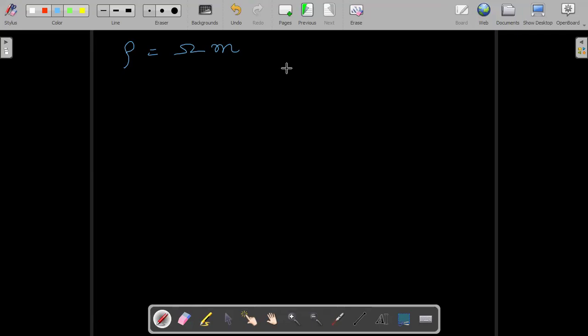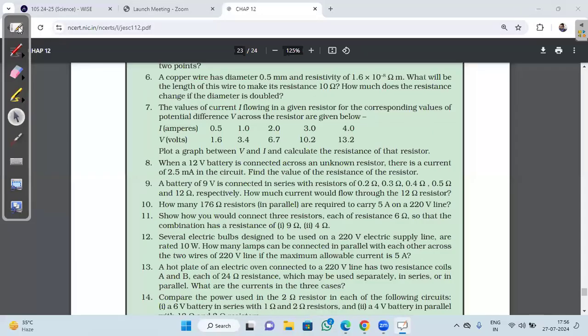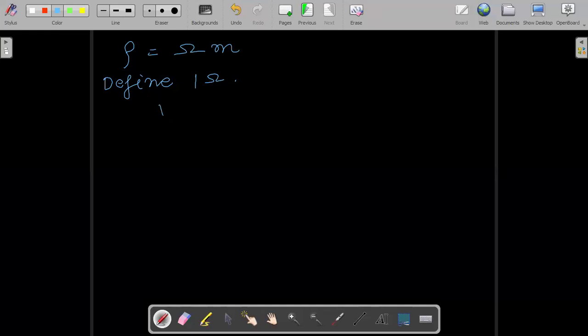Let us try to define. Now we need to define 1 ohm, and we'll also define what is resistivity. So let us first start defining what is 1 ohm. So our question is: define 1 ohm. This definition of 1 ohm, we are going to provide from Ohm's law. So as you know from Ohm's law, I have V equals IR, and hence V by I is equal to R.